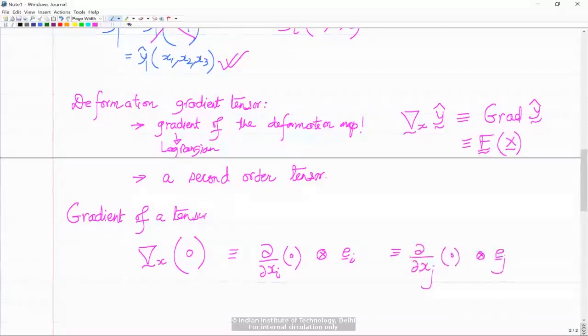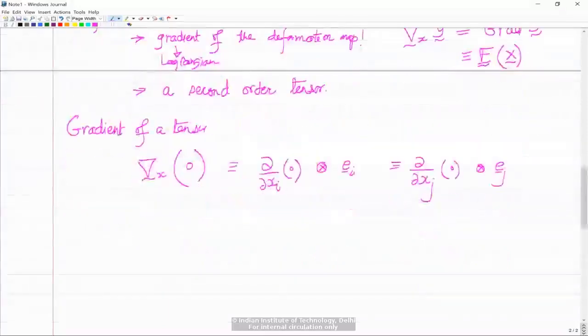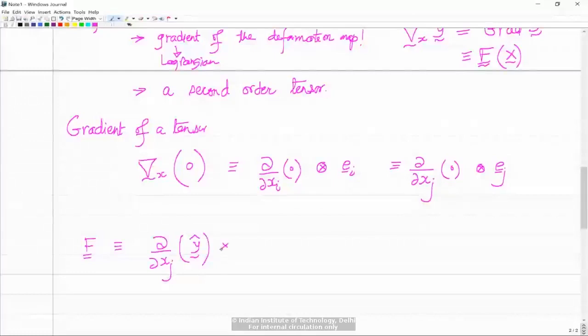Okay, now when we think of this gradient of y hat, what is this big F going to be? Big F is then by definition del over del xj of this circle, which is y hat here, and then the tensor product with ej.